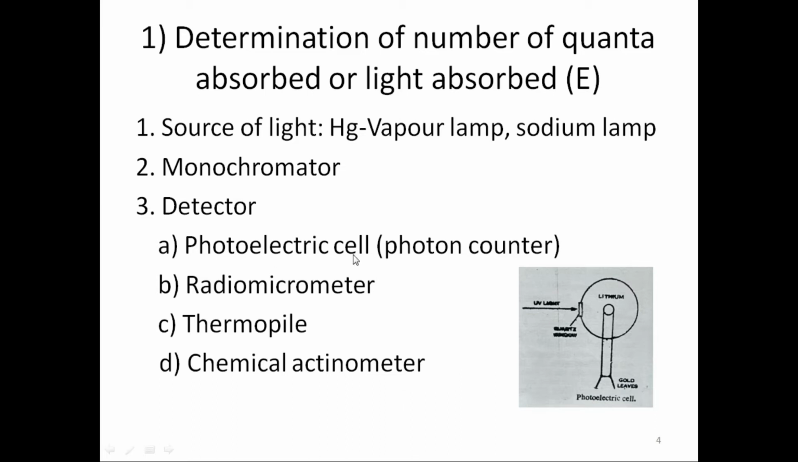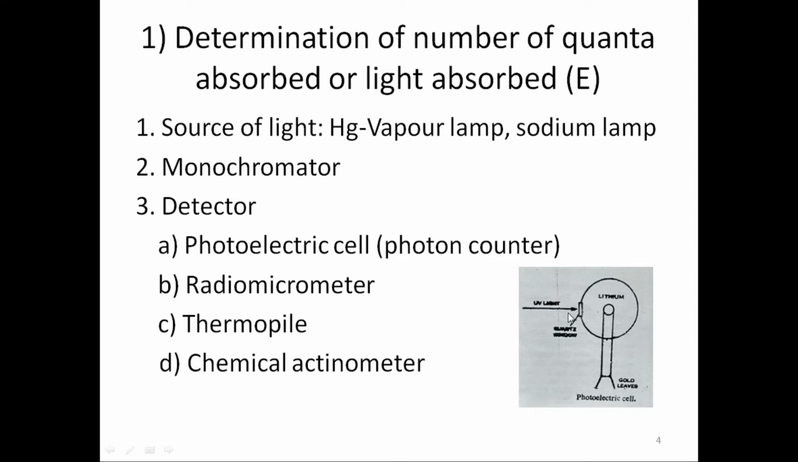The photoelectric cell or photon counter works on the photoelectric effect, where light energy converts into electrical energy. Generally alkali metals like lithium and cesium are connected to gold foil or gold leaves. On irradiation, there is a loss of electrons and a positive charge is developed on the leaves, which causes the gold leaves to diverge, and this divergence is proportional to the intensity of radiation. That means if there is more divergence of the leaves, more current is developed.